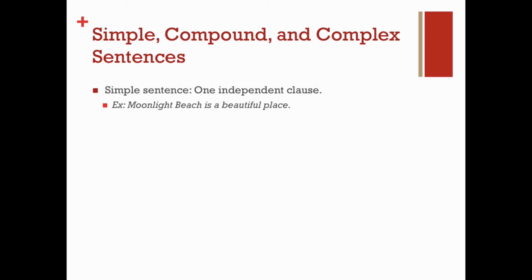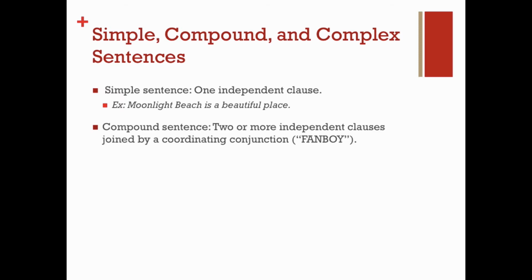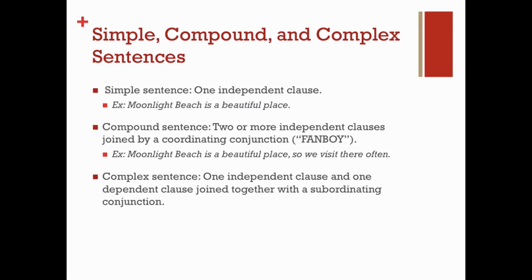Subject of this would be Moonlight Beach. Verb would be is. A compound sentence is two or more independent clauses that are joined by a coordinating conjunction, or a FANBOY. And if you are unfamiliar with the conjunctions, I have another video on this channel that covers them for you. The example here for a compound sentence is, Moonlight Beach is a beautiful place, so we visit there often. And we've got the FANBOY "so" appearing there.